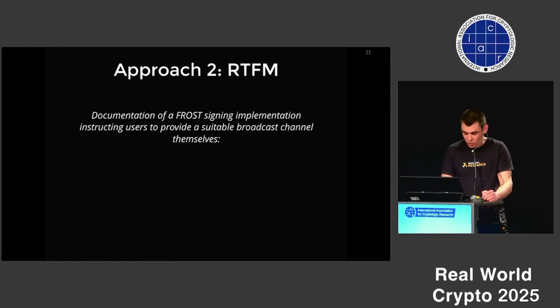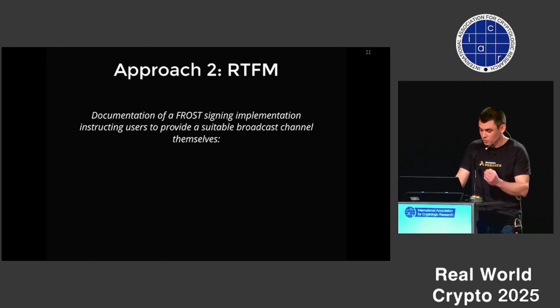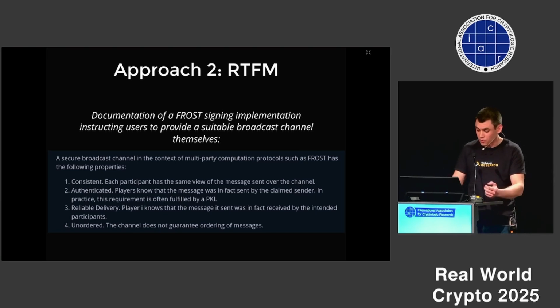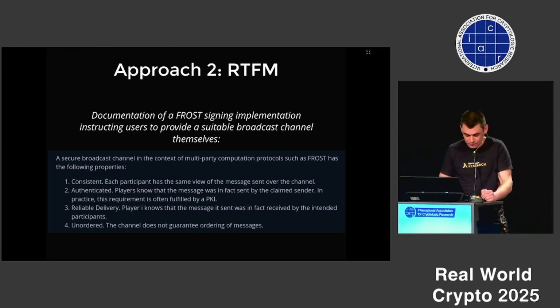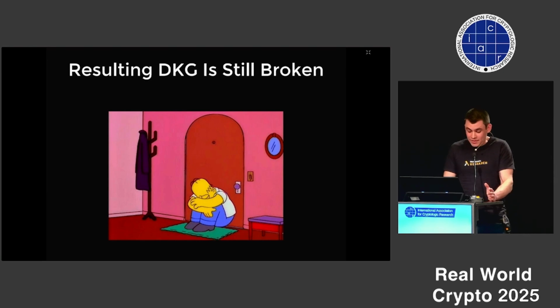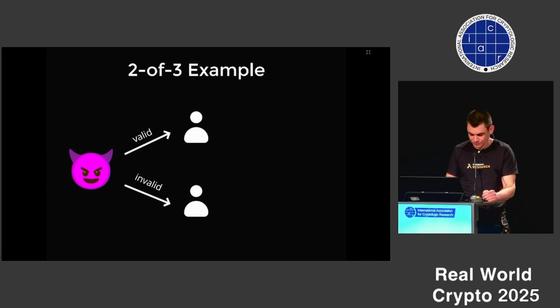And what you may find is documentation from a Frost signing implementation, and it instructs users to provide a suitable broadcast channel themselves in order to run the DKG. It lists a bunch of informal properties the broadcast channel is supposed to have. I'm not going to go through them here, but the bottom line is the implementation asks the user to find or implement a broadcast protocol that satisfies a set of rather imprecise requirements. Now, the really sad state of affairs is that even if you interpreted those requirements correctly, the resulting DKG protocol is still broken because one crucial requirement is missing, and let's take a look at why exactly.